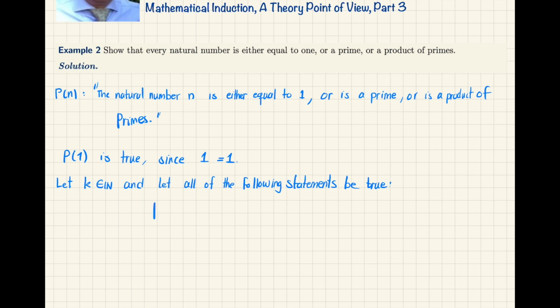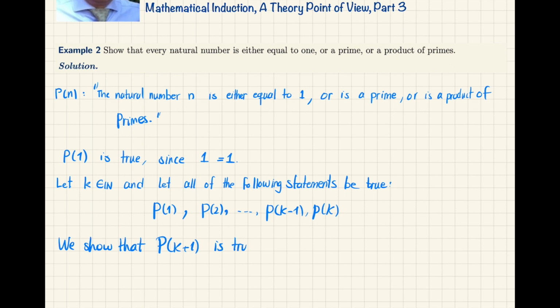The statements P of 1, P of 2, up to P of k minus 1, P of k, I'm assuming that all of these statements are true. We show that P of k plus 1 is true. This is the goal, yes? If I can show this, then I can use the strong principle of mathematical induction, and this means that P of n is true for all natural numbers n.